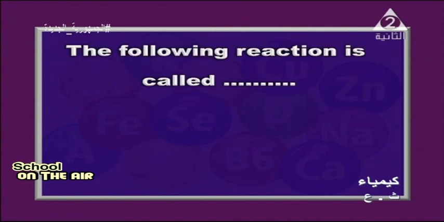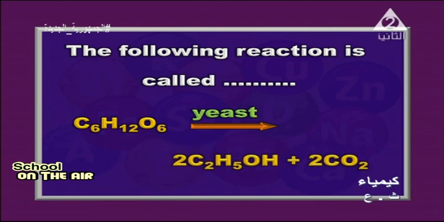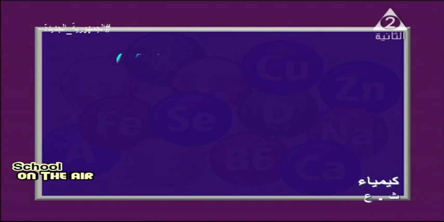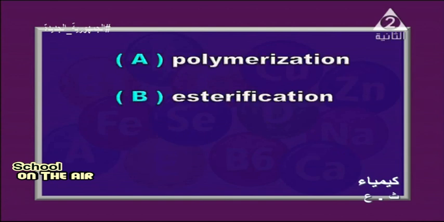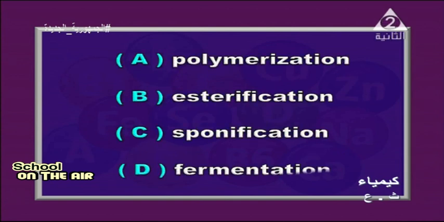Next point. The following reaction is called what? C6H12O6 by yeast gives ethanol and carbon dioxide. Is it polymerization, esterification, saponification, or fermentation? Yes, it will be fermentation reaction.